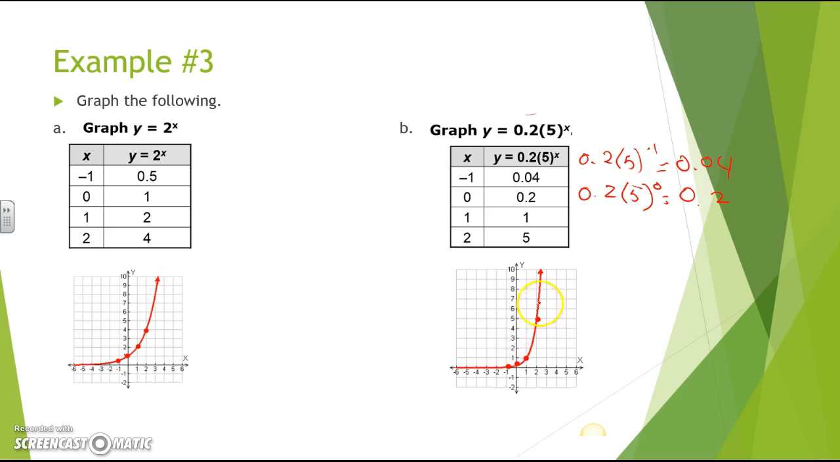Notice this exponential graph is a little bit closer to the y-axis than the first one, and it's because you're multiplying it by 0.2. So here are some examples of exponential functions and how you graph them.